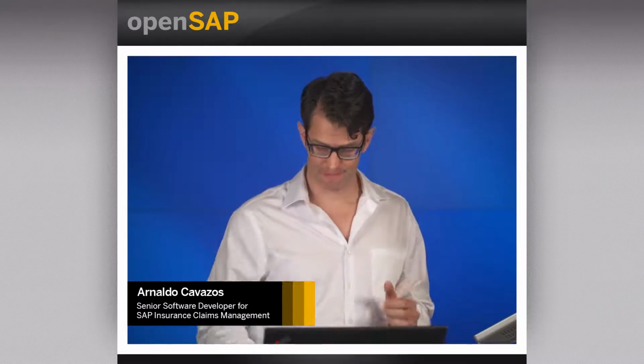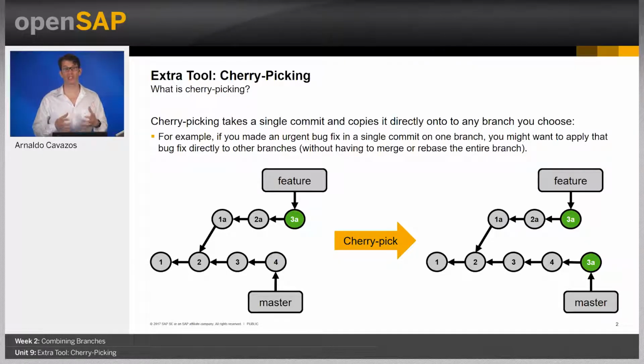In this short unit, we'll learn about cherry picking. Cherry picking is basically copying a commit. Most of the time, when you need to copy a commit, you cherry pick a commit from one branch onto a different branch. The classic example of this is when you need to make a really urgent bug fix in a single commit, and you need to copy that bug fix to other branches.